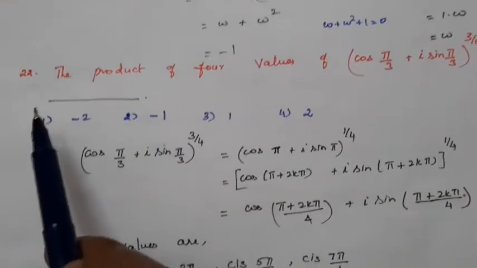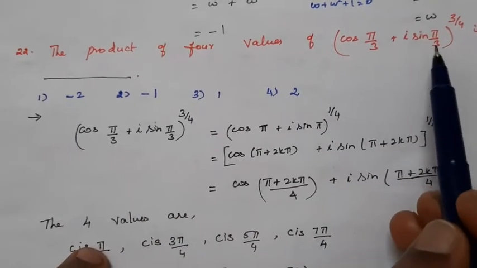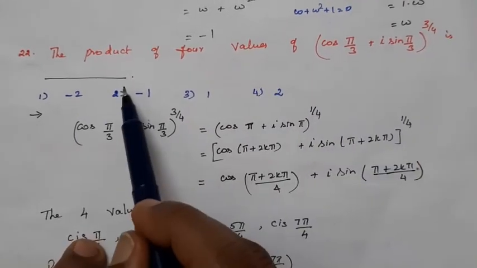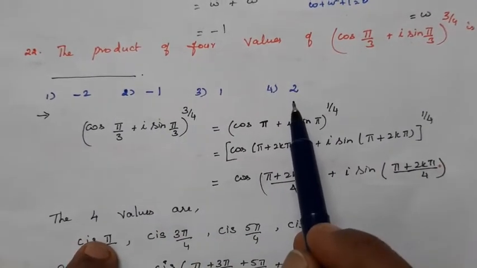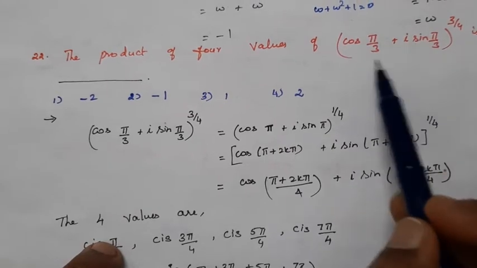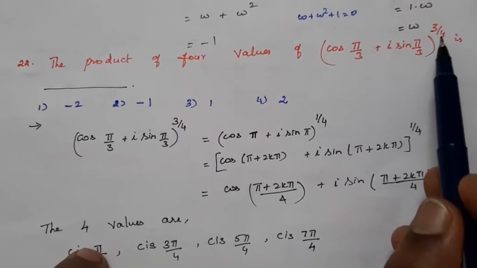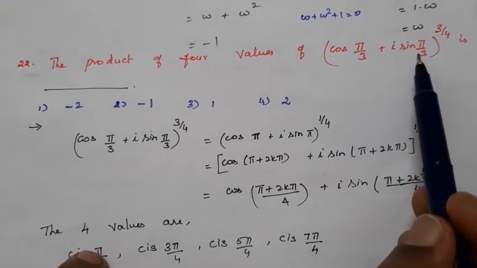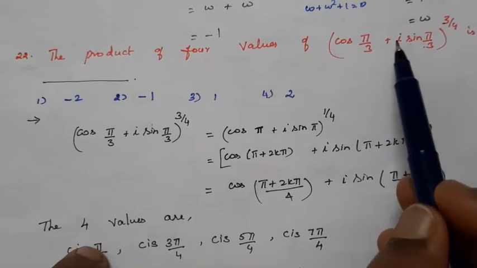Then question number 22. The product of 4 values of (cos pi by 3 plus i sin pi by 3) the whole power 3 by 4 is dash. The options are minus 2, minus 1, 1 and 2. First of all we have to find its value, and because it has a rational power and the denominator is 4, it has 4 values. We have to find the 4 values and then find their product.